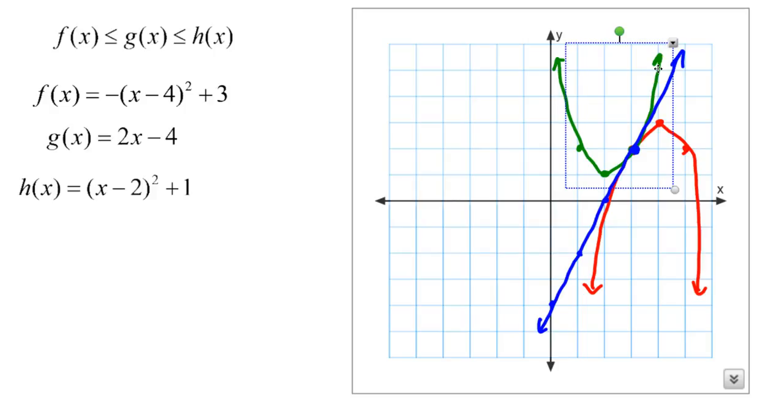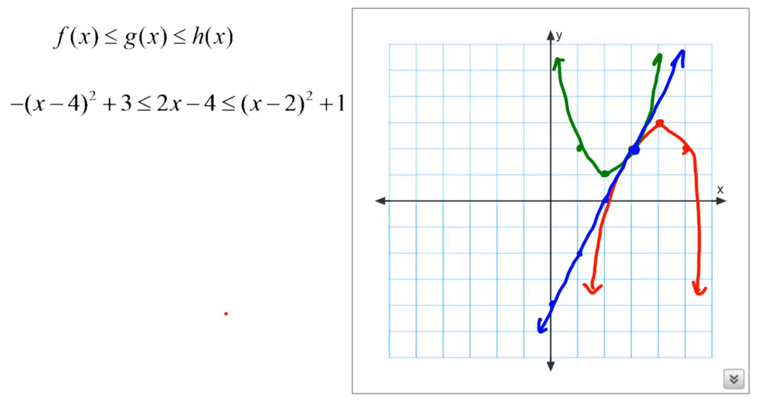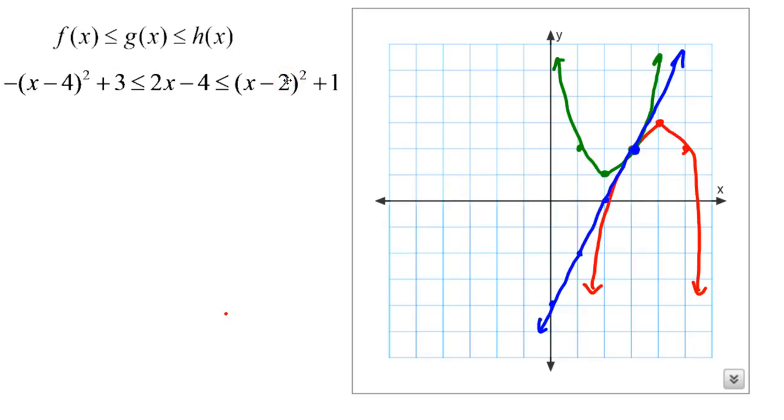Well, if we think about this, if I set up my inequality between the three functions, explicitly written down, if I took the f of x equation, that would have to be less than or equal to the g of x equation, which would be 2x minus 4, which has to be less than or equal to the h of x equation, which is x minus 2 squared plus 1.